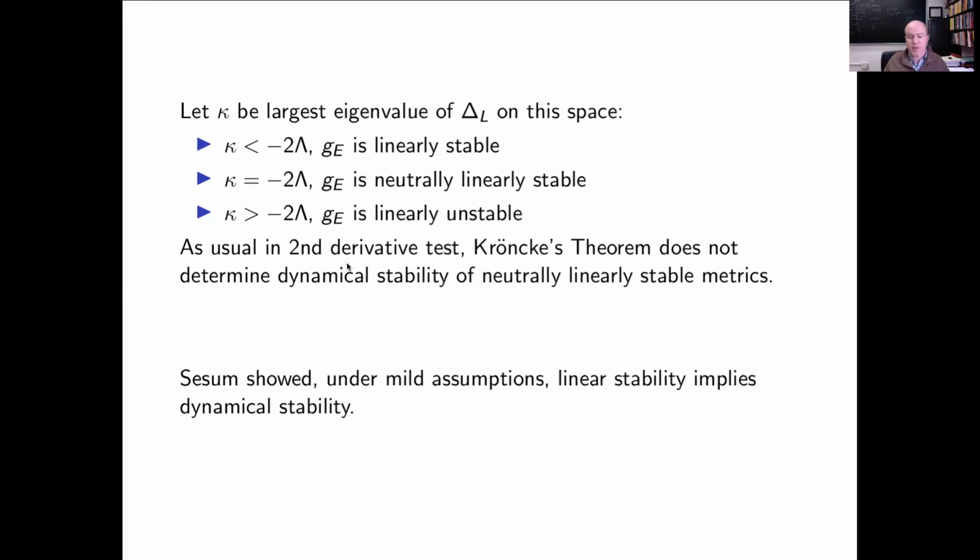And this was analyzed by the work of Kröncke, who showed, under some mild integrability assumptions, and here we see a connection already with integrability in the moduli space of Einstein metrics, that if you're linearly stable, you'll be dynamically stable. And so really the interesting threshold case is this neutrally linearly stable case, when the largest eigenvalue of the Lichnerowicz Laplacian is exactly minus twice the Einstein constant.